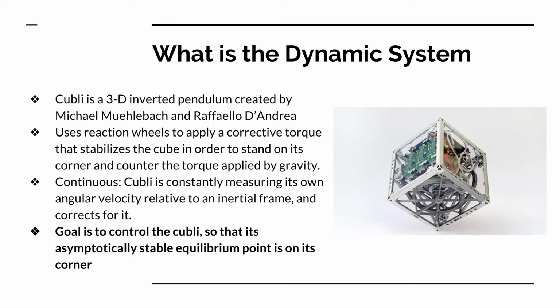The Cubli continuously increases and decreases the angular velocity of the reaction wheels in order to create an internal torque. This internal torque can be utilized to counteract the torque applied by gravity and cause the Cubli to stand on end and maintain equilibrium. The goal is to control the Cubli to maintain asymptotic stability while standing on its corner.